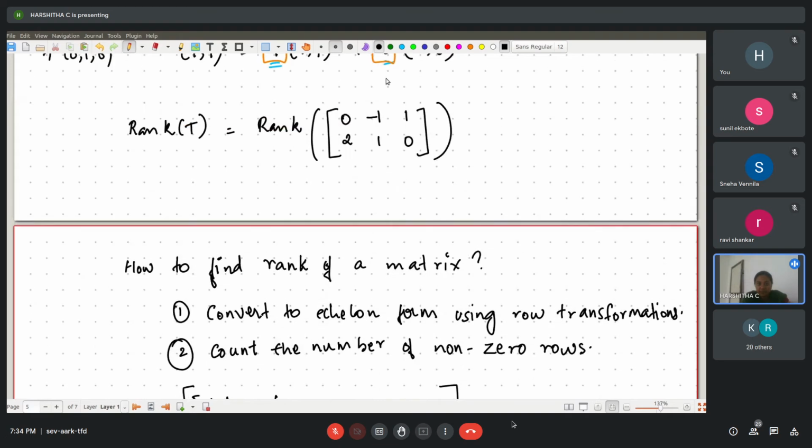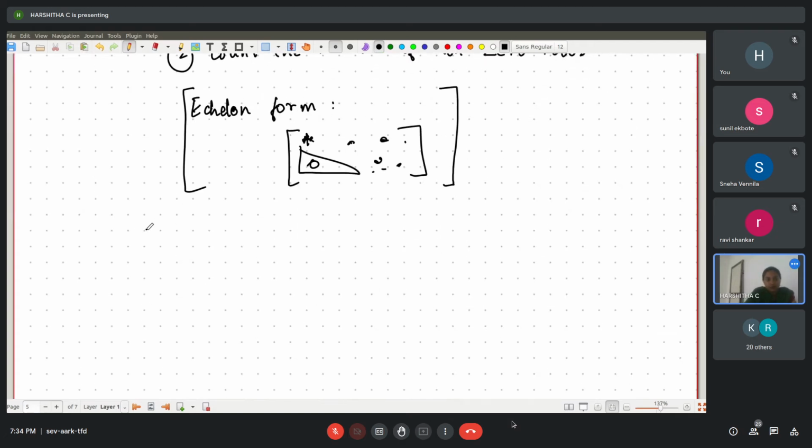So let's do one example. Let's do this example itself. 0, -1, 1 in the first row and 2, 1, 0 in the second row. So here the lower triangle is basically just one entry. This is the lower triangle which we want to make 0. So we'll do some row transformations.